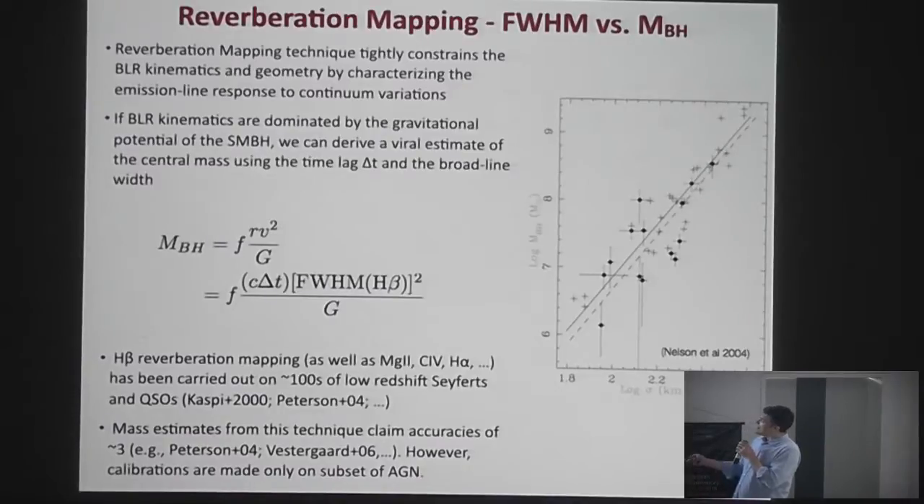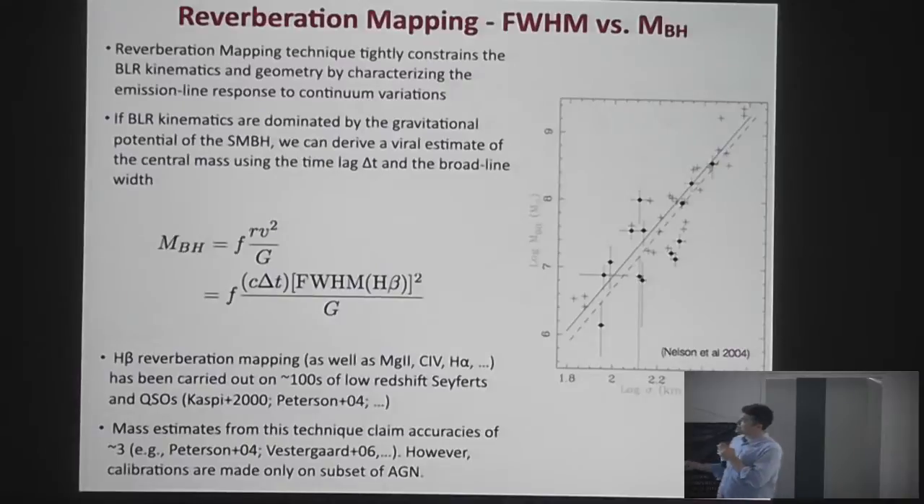Okay. This is just showing the black hole mass versus sigma, which is essentially the full width half max. You can see this nice relation here, which is just demonstrating this. The slope is very close to 0.5, which is what you would expect from a Keplerian solution.